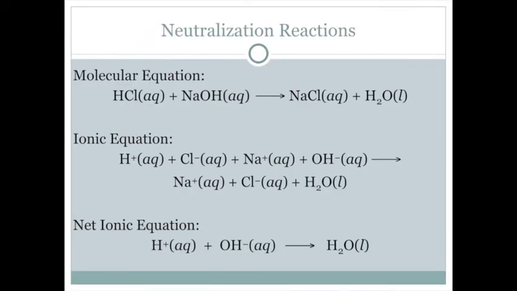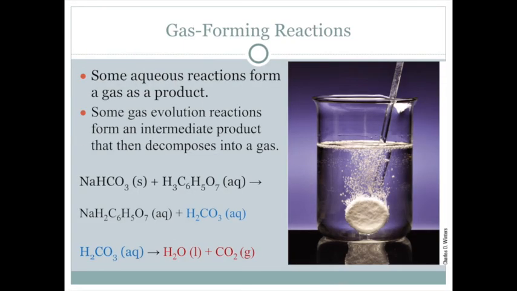Okay, now let's look at gas-forming reactions. Now these are a little more difficult than the precipitation reactions or the neutralization reactions, because what happens is when we have the cations switching the anions, they form an intermediate product. So that intermediate product can be a little tricky, okay?